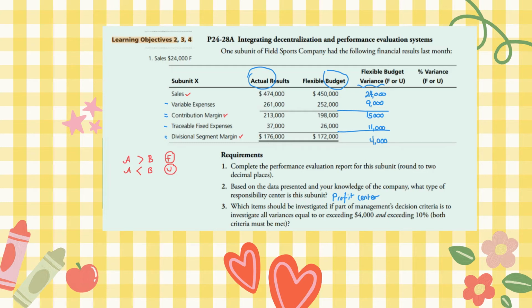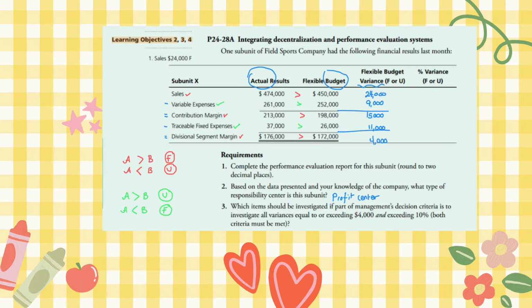While for the expenses like variable expenses and fixed expenses, if I expected to pay $3,000 but I paid $4,000, it's gonna be unfavorable variance. And if I expected to pay $5,000 but I paid $3,000, so it's gonna be a favorable variance. So pause the video and decide if it's favorable or unfavorable variance for each item.